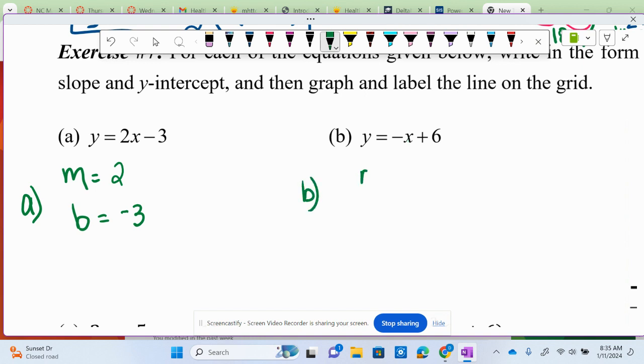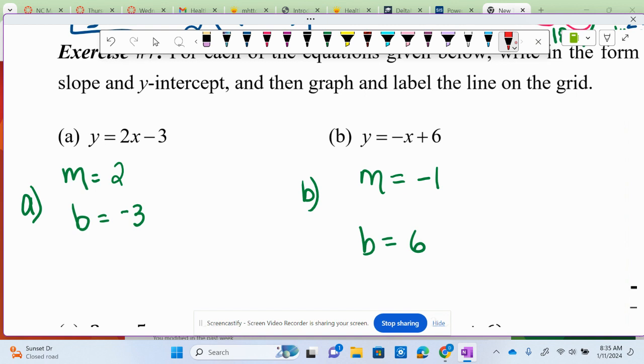Someone tell me what the slope of line B is. Tricky one. -1. Good job. And what's the y-intercept of line B? 6. Okay. So when you graph these, remember B is your y-intercept. This is where you begin. You begin at B and then you count your slope. And your slope is 2 over 1. And because they're both positive, that means that I go up 2 and to the right 1.